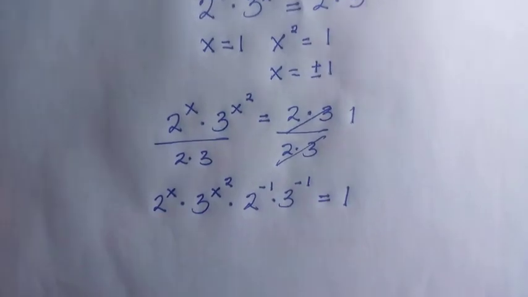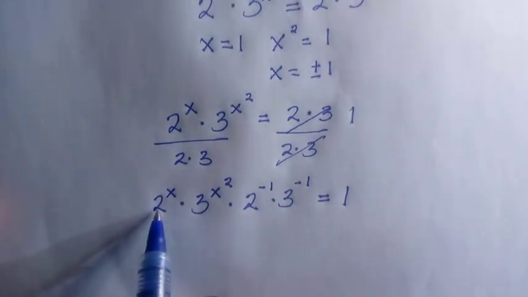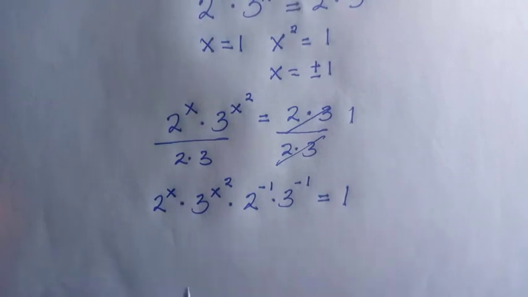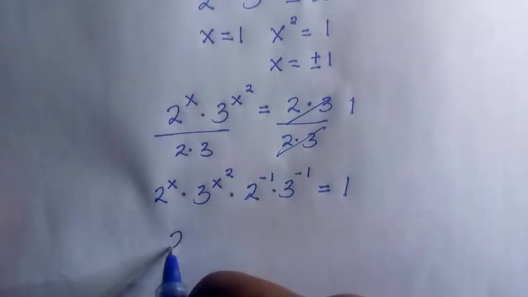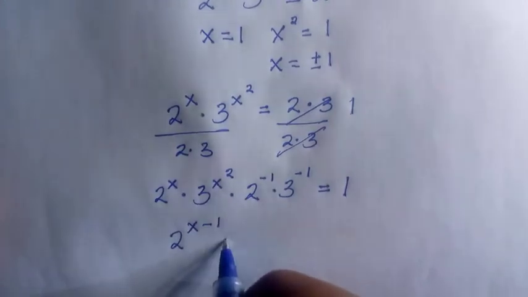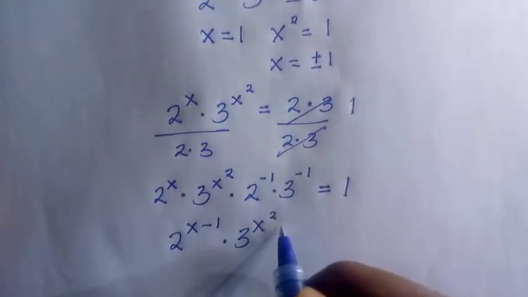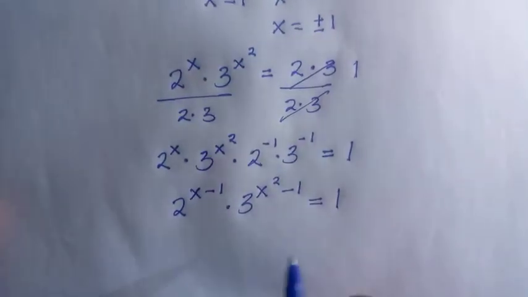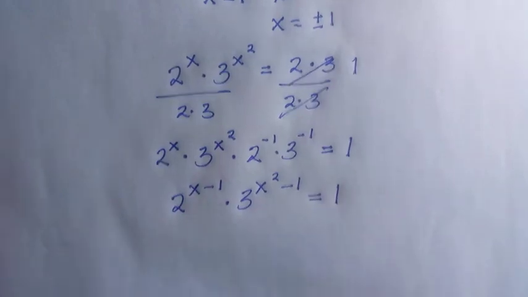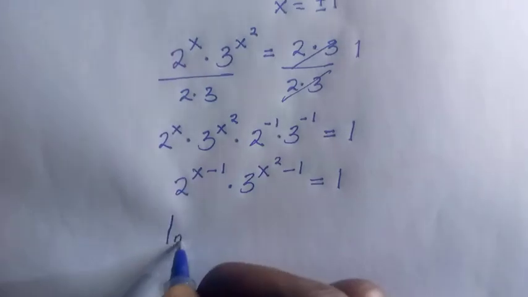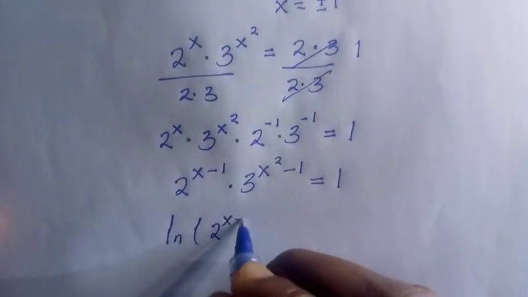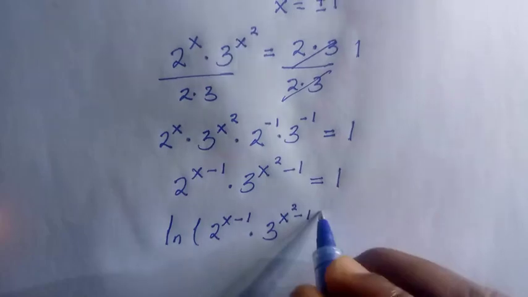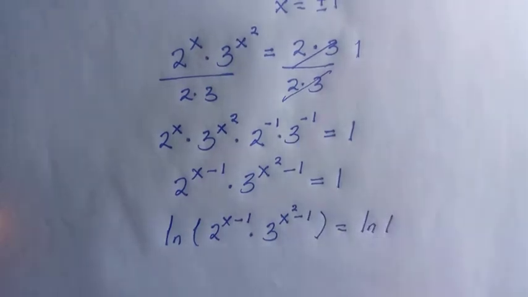How do we get this? Now we have the base 2 to the power x, and here 2 to the power of minus 1. By applying the rule of indices, the product rule, we have 2 to the power of x minus 1 multiplied by 3 to the power of x squared minus 1 equals 1. Then we introduce the natural logarithm to both sides: ln of 2 to the power of x minus 1 multiplied by 3 to the power of x squared minus 1 equals ln 1.